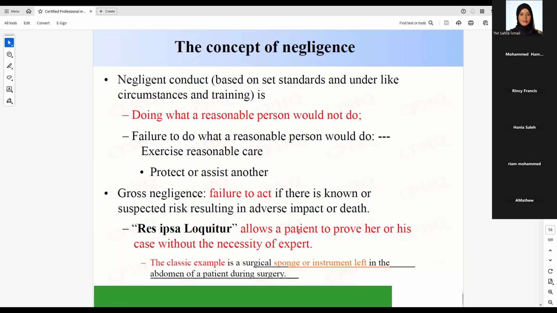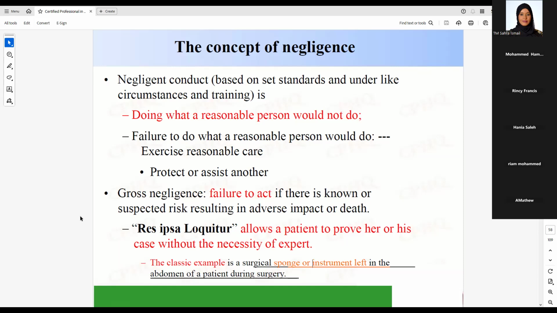Res ipsa loquitur allows a patient to prove her or his case without the necessity of an expert, especially when they fail to act on a specific example. And here, for example, is the surgical sponge or instrument left behind. This is very clear negligence that does not require any lawyer or any expert to review the care.